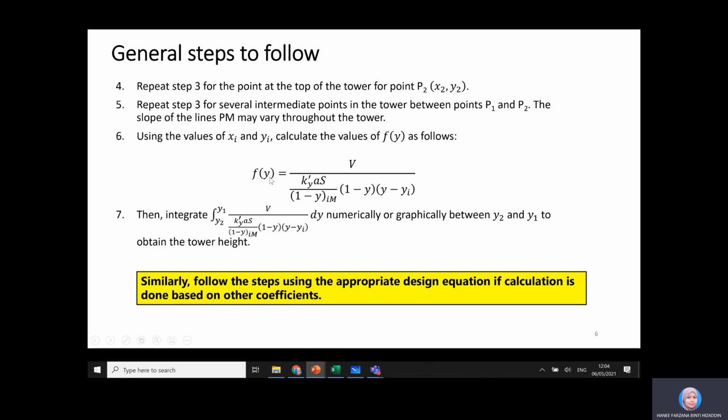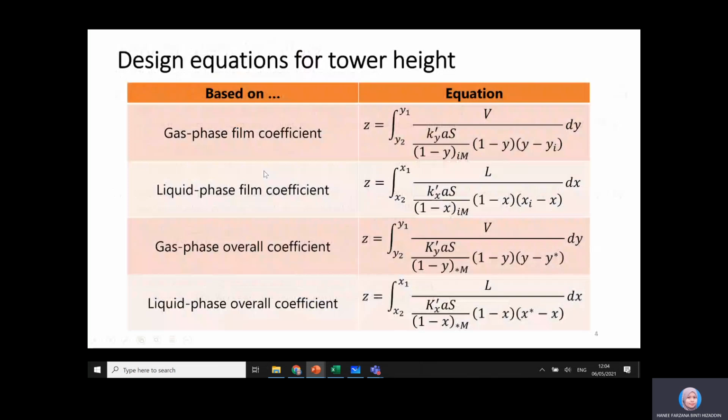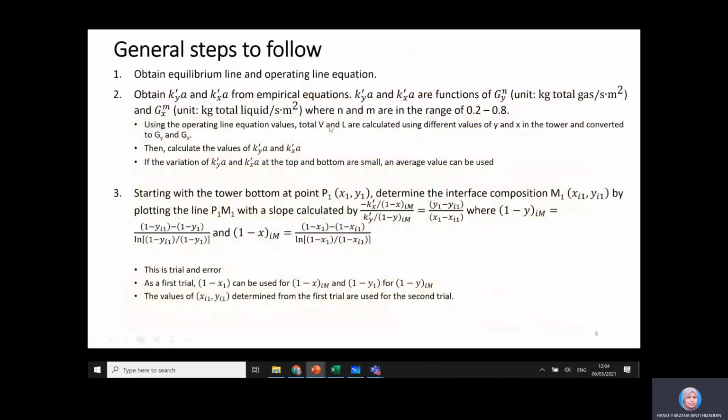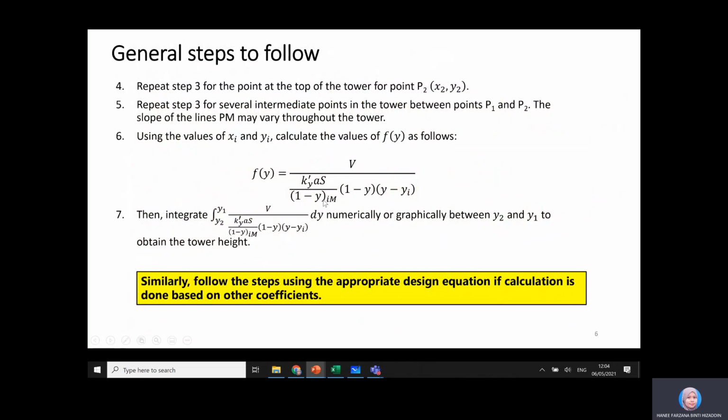Okay, a function of y. This is actually the design equation to calculate the tower height. So we are using gas phase film coefficient in this example. Okay, so the z here is the f of y to do the numerical or graphical integration from y2 to y1, from the top to the bottom of the tower, to get the tower height. So this is using gas phase film coefficient. Similarly, the steps are the same if you are basing it on another coefficient, let's say liquid phase film coefficient, gas phase overall coefficient, or liquid phase overall coefficient.